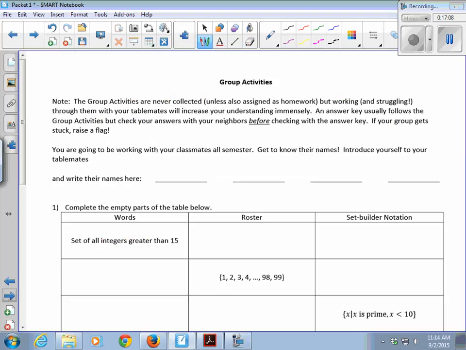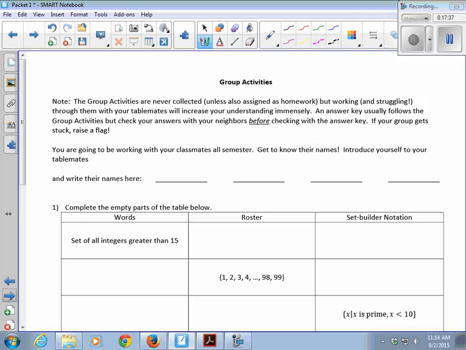For your activities, just a quick note that the group activities are never collected unless I also assign them as homework. But working and struggling through them with your table mates is essential to building your understanding. And an answer key usually follows the group activities, but check your answers with your neighbors before you look for the answers in the packet. And if your group gets stuck, I don't have any flags, raise a hand.